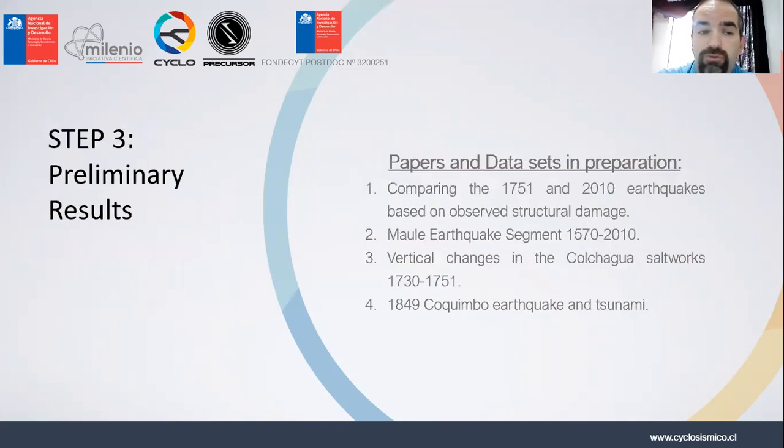When it comes to the historical scientific results, right now we are finishing the data set for the 1751 and 2010 earthquakes that will allow us to compare the intensity of the 2010 earthquake by comuna with what we found in the historical text for the 1751 earthquake. Also, we're finishing analysis of the Maule earthquake segment, which looks at each of the earthquakes from 1570 to 2010 in order to better define them for future publications.